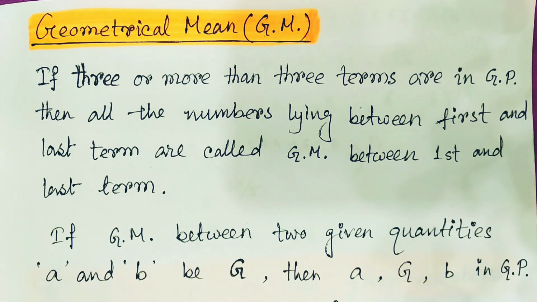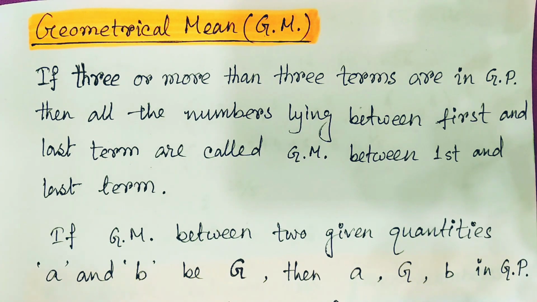It is geometric mean which we are going to discuss in this video. So what is geometric mean? If 3 or more than 3 terms are given in GP, geometric progression, then all the numbers lying between the first and the last term are called the geometric means between the first and the last term.